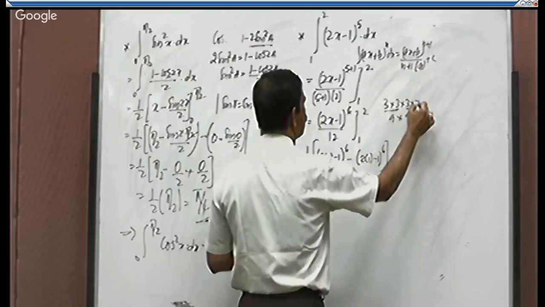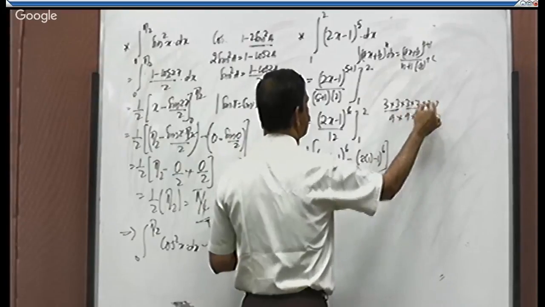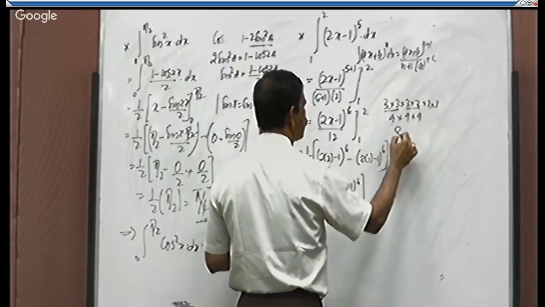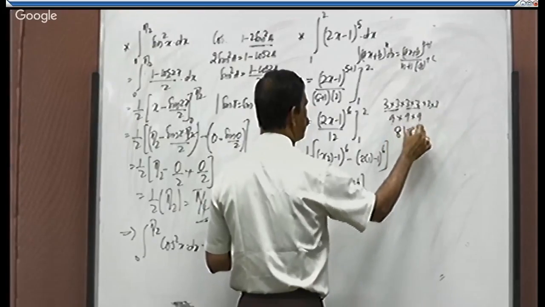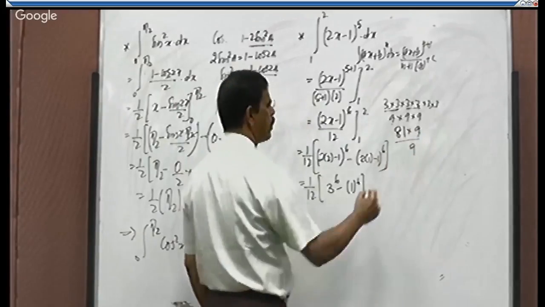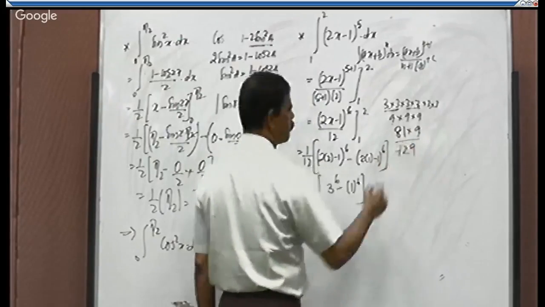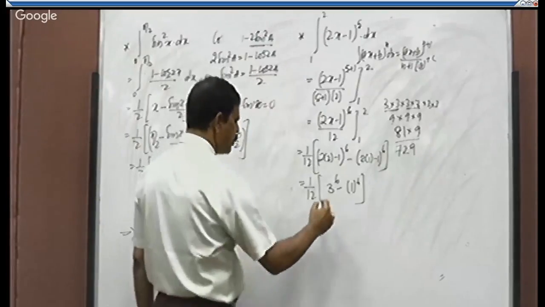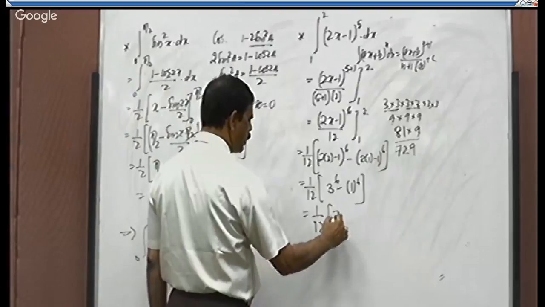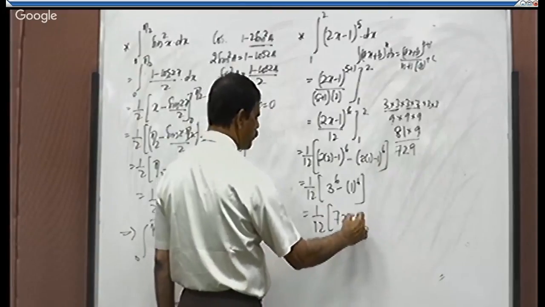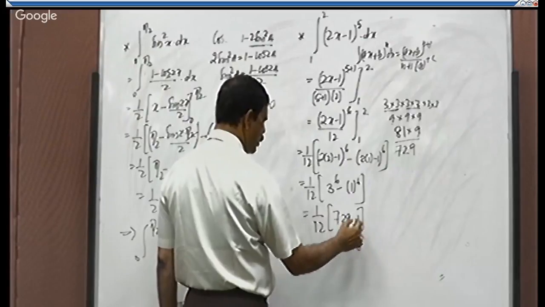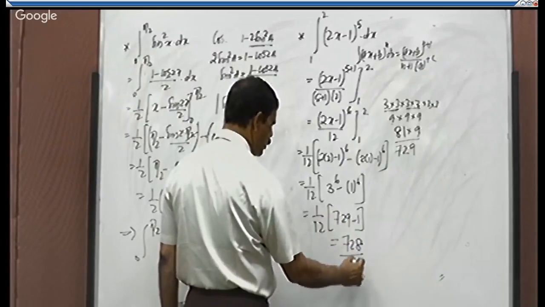3 into 3 into 3 into 3. 3 3s are 9. 3 3s are 9. 3 3s are 9. 9 9s are 81, into 9. 9 1s are 9. 9 8s are 72. Correct? That is 729. So 1 by 12 into 729 minus 1, which is 728 divided by 12.